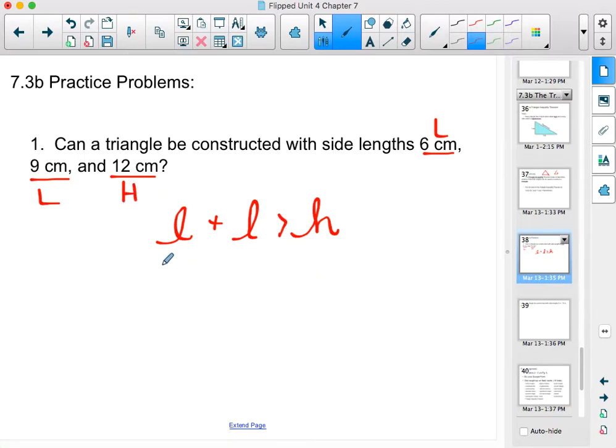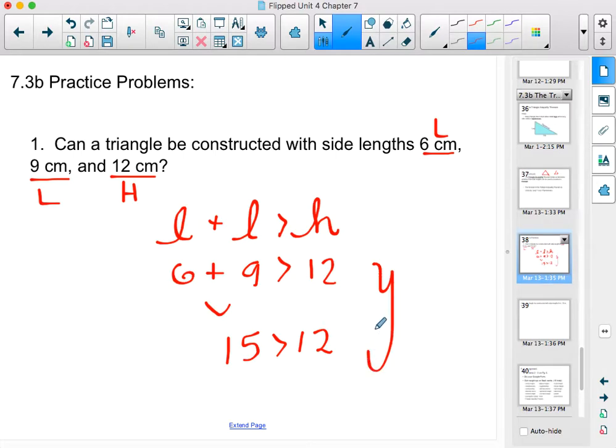So we do a little substituting. 6 plus 9 go in for the legs, and we hope the solution to that is greater than 12, our hypotenuse. If I simplify this side of the inequality, 6 plus 9 is 15, and it is true that 15 is bigger than 12. So yes, we can create that triangle.